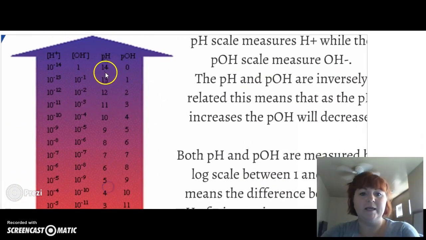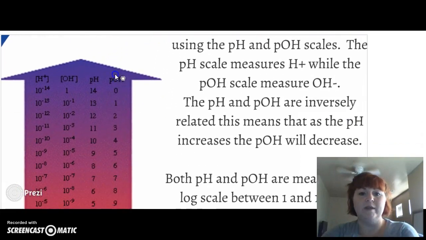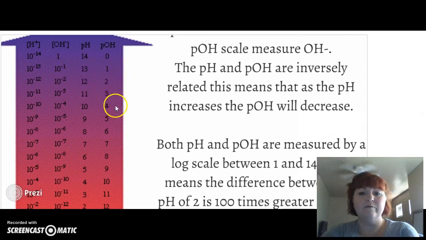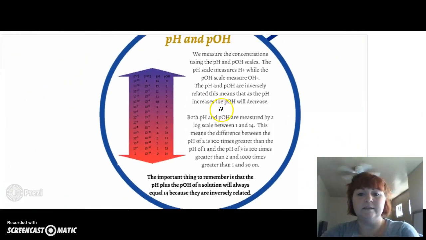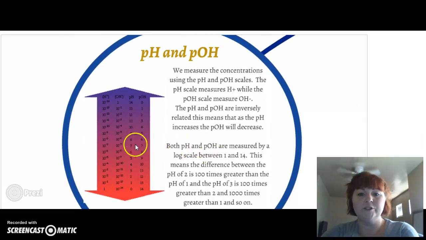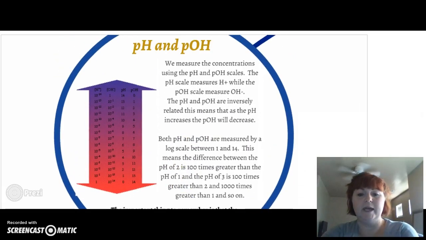So if I have a high pH, let's say 12, and I add it to my pOH, which is the same as pH, only instead of measuring hydrogen, we're measuring the OH, or the OH minus ion. So when I add them together, I'm going to get 14. Now I know this kind of looks confusing, but the important thing to remember here is that the pH and the pOH added together are always going to equal 14 on the pH scale.